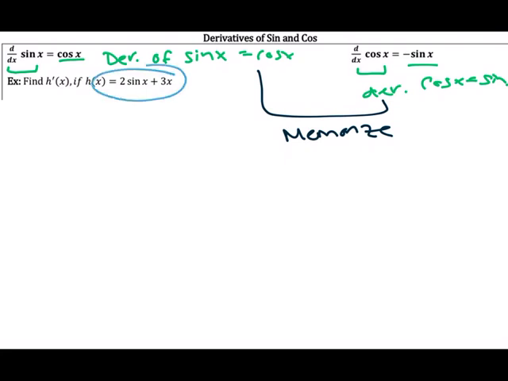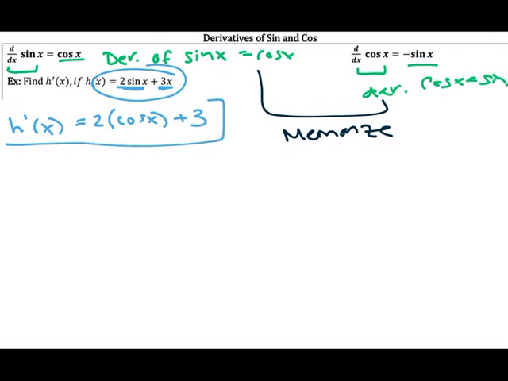a particular function. So we're going to find h prime of x. The 2 with this term here is just a scalar. So I can just say that this is 2 times whatever the derivative of sine is. Well, the derivative of sine is cosine. So 2 cosine x. And we know that the derivative of 3x is just 3. So here is our derivative function.